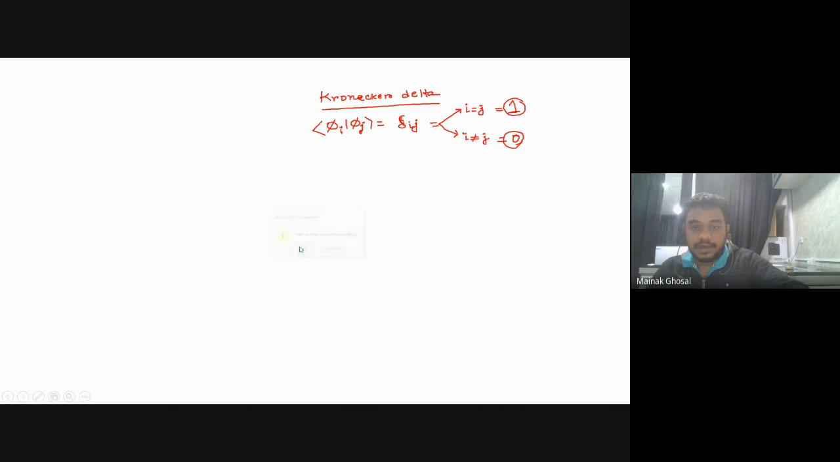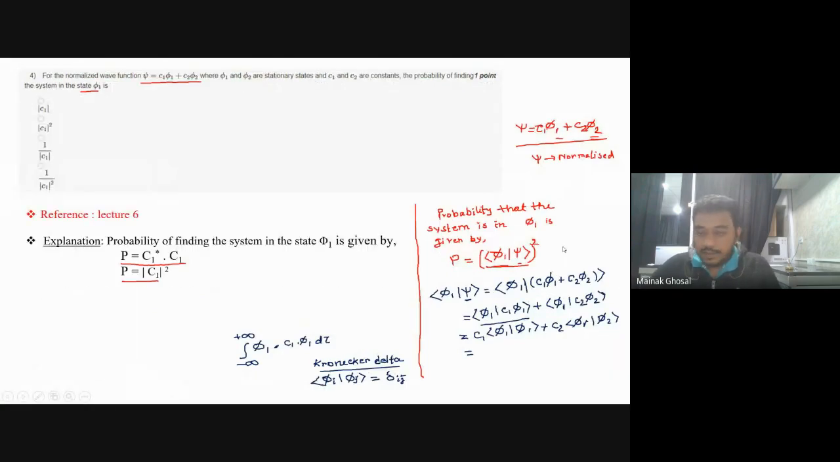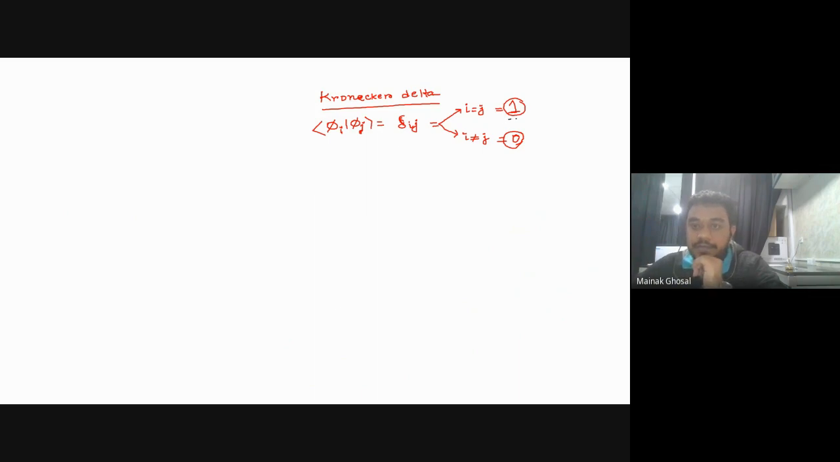Now you can tell me what should be the value of this one. Can anybody tell? Phi 1, phi 1. i equals j. So what will be the Kronecker delta for i equal to j? I have written that: for i equal to j, this value will be 1. And if i is not equal to j, then the value will be 0.